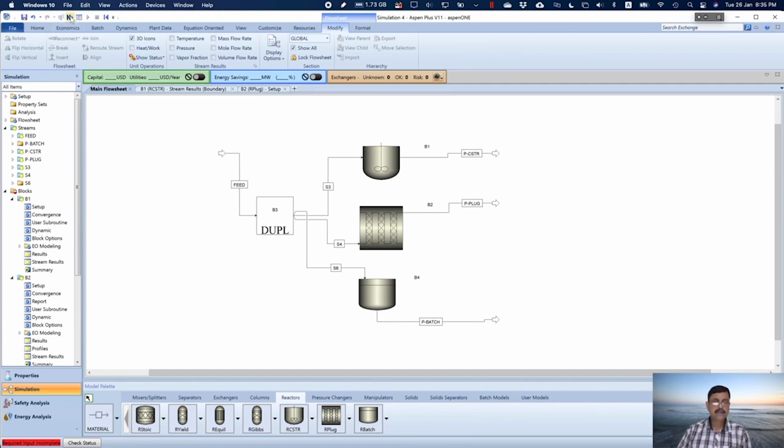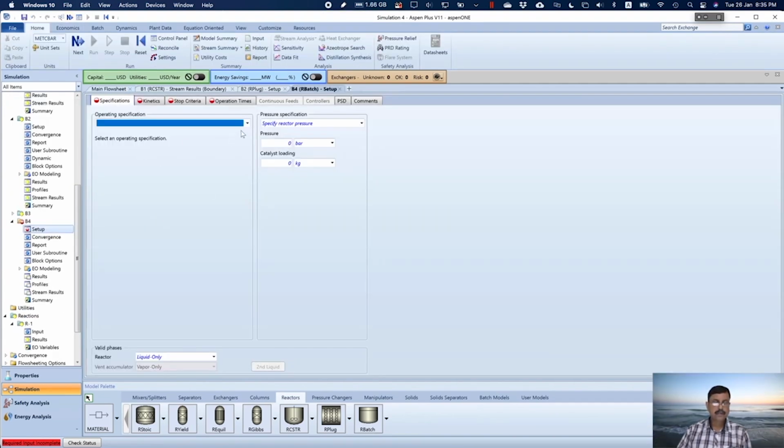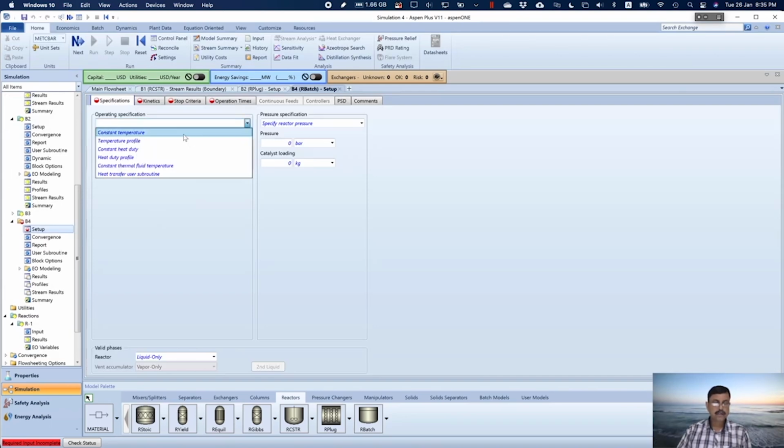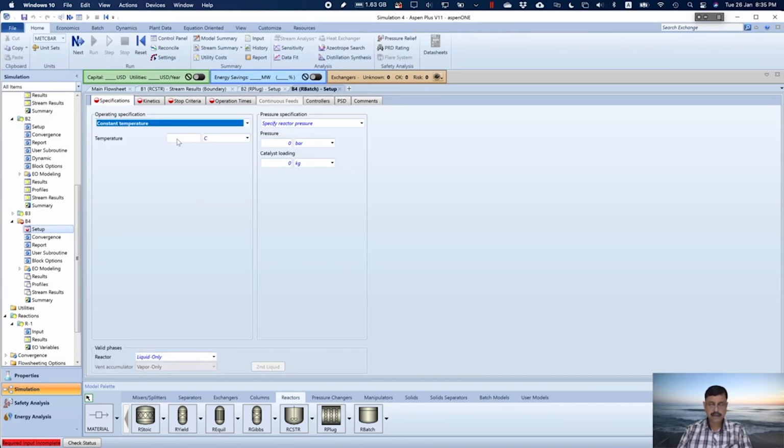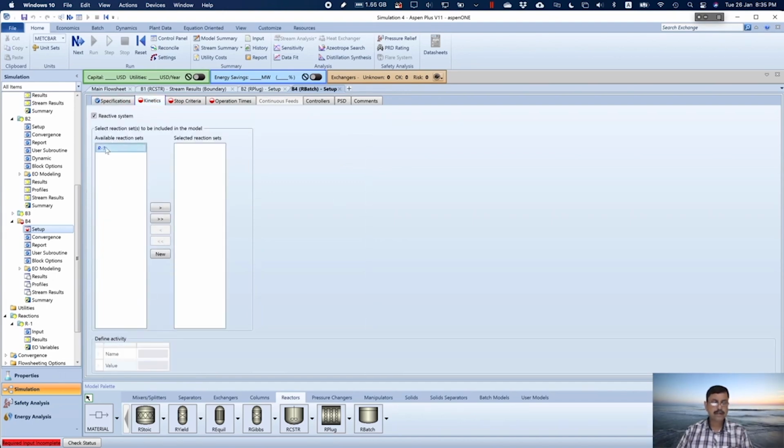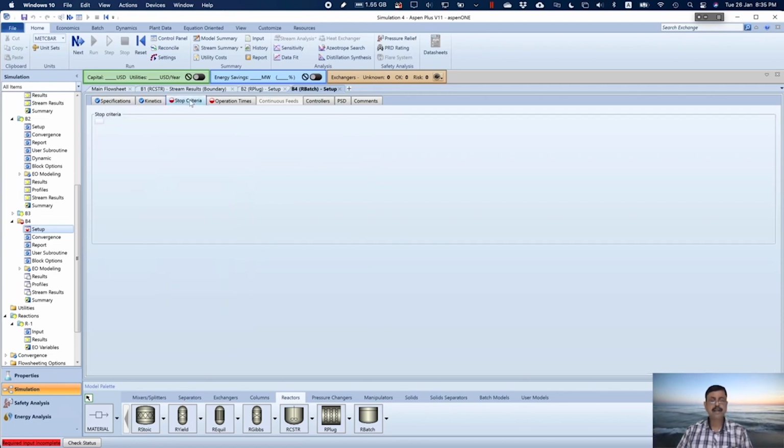So press next. We first have to specify the operating condition, which is constant temperature at 70 degrees centigrade, and we'll specify the reactor pressure, which is 1 bar or 1 atmosphere. And we have to give the reaction kinetics, which has already been specified before, and the stop criteria, which is very important: up to what point the batch reaction should be continued. After that point, we should stop the reaction. That means that is the batch time.